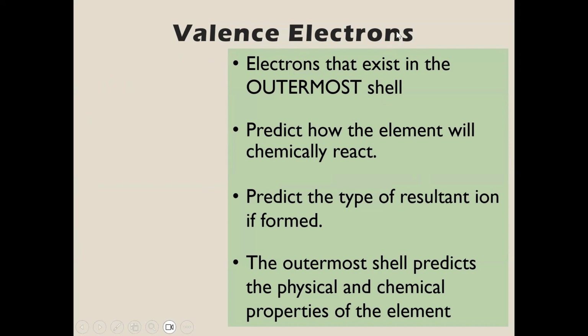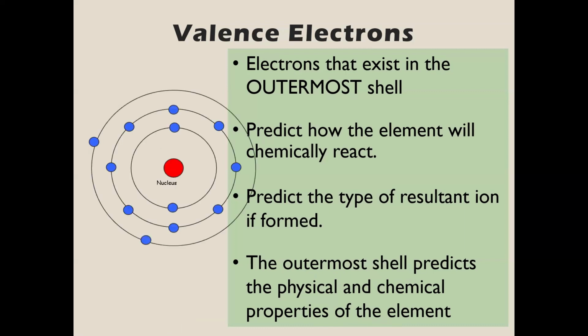So the valence electrons are the electrons that exist in the outermost shell, and they predict how the element will chemically react and what type of ions will be formed. Also, the outermost shell predicts the physical and chemical properties of the element. So this element can be a metal or a non-metal. The decision comes from the outermost shell. So the outermost shell is very, very important, which is the valence shell and contains the valence electrons.